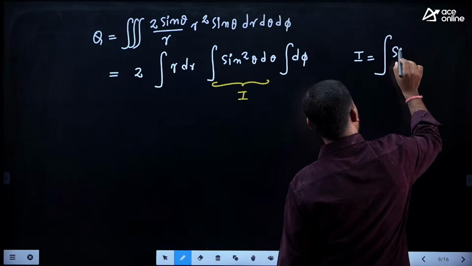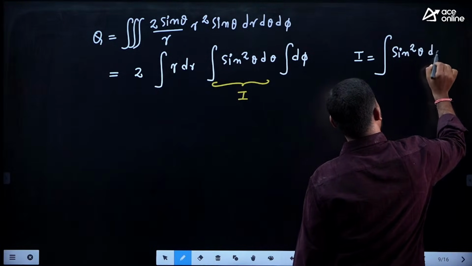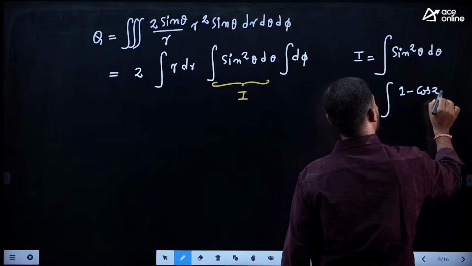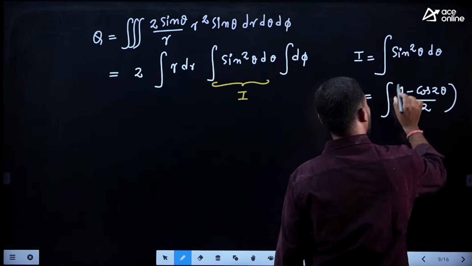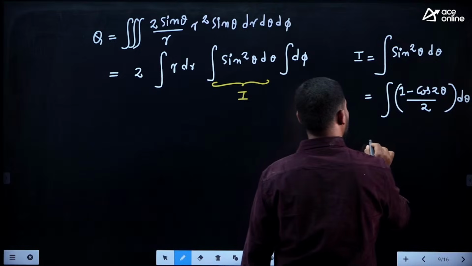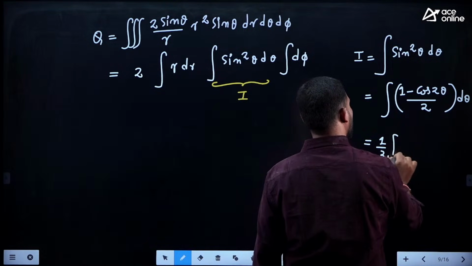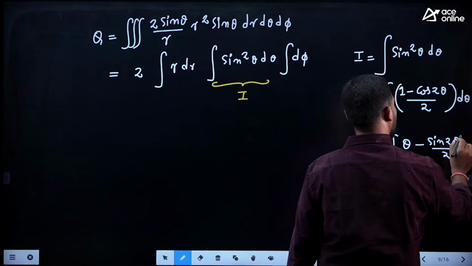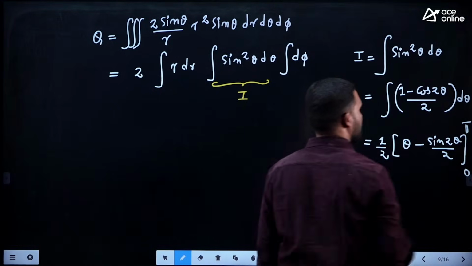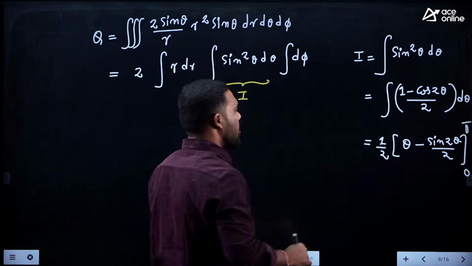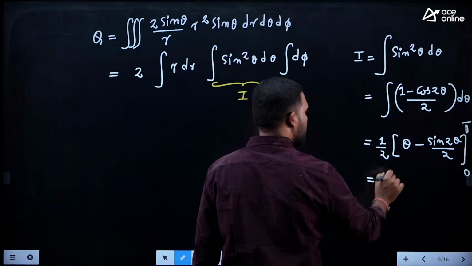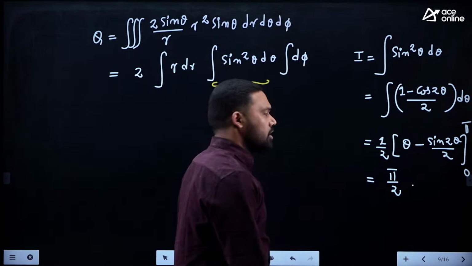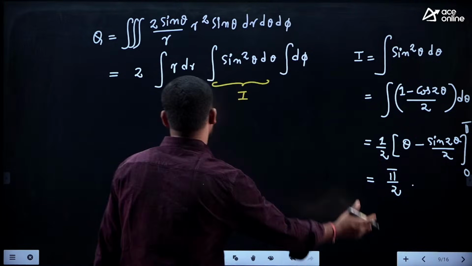It is sin square theta d theta, which is 1 minus cos 2 theta by 2 into d theta. So this is 1 by 2 into theta minus sin 2 theta by 2, where theta is from 0 to pi. Upper limit minus lower limit. If I substitute upper limit minus lower limit, I am going to get pi by 2. All the lower limits will be 0. Fine. So come back here.